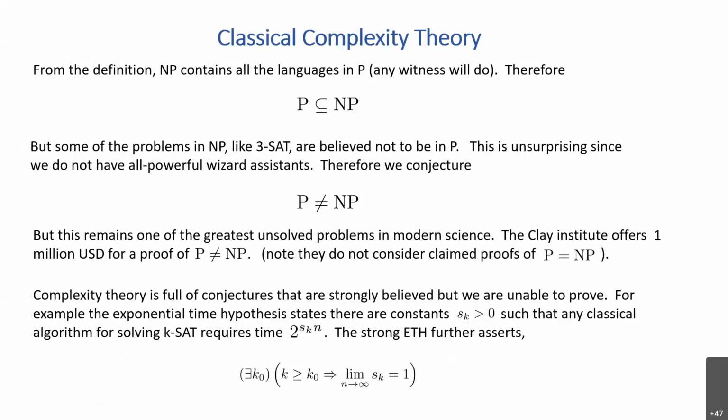And this is one of the greatest unsolved problems in modern science. There's a $1 million prize for a correct proof that P is not equal to NP. And one thing I like to point out is that the people offering this prize money won't even look at a claimed proof that P equals NP. It's considered so unlikely to be the case.